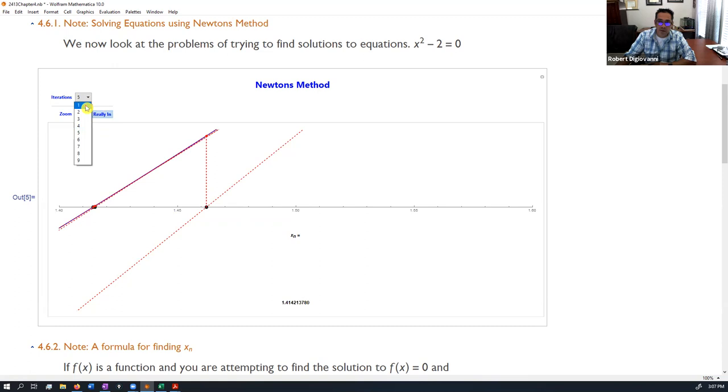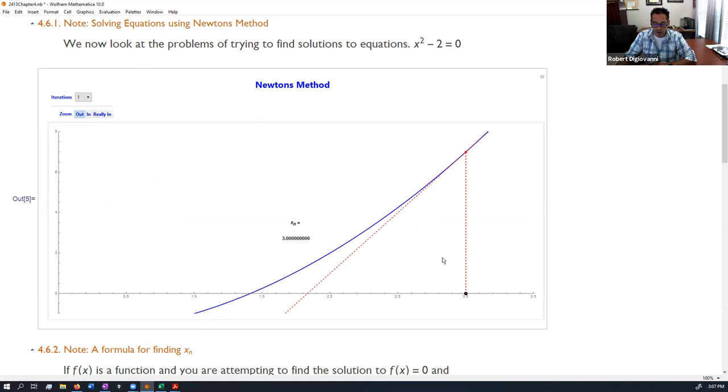Let me zoom out. When I first started, I plugged in three, right? So the first point I'm starting with is 3.00000. When I do the first iteration of this, it gives me a new point right here. And that point is the point 1.8333. That's this point. I do it another time. Now this new point is the point 1.462121. Do you see where it's headed? Started at three. Now it's marching its way towards getting closer, 1.414998. Do it again, 1.414213780. Do it again. I'll do it eight times. 1.414213562. Do you see that?